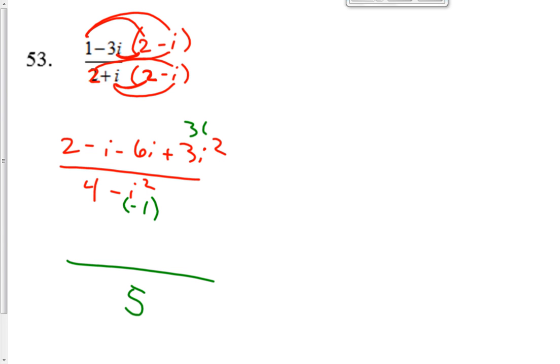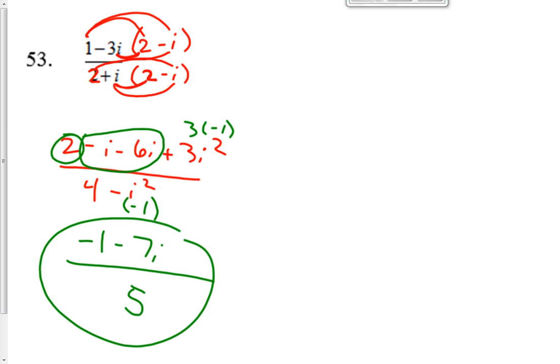This 3 is times a negative 1. So 3 times a negative 1 is negative 3. So then this 2 and the negative 3 make a negative 1. And then a negative i minus 6i is a negative 7i. So there's the answer for question number 52.